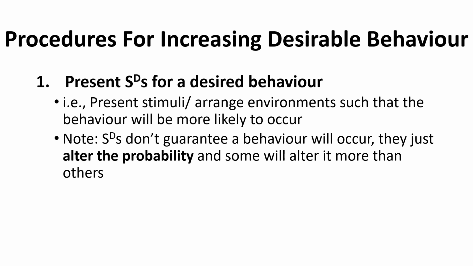Now, it will be important to note that the way that I've been talking about these, it's not saying that you're presenting an SD to make the desired behavior occur 100% of the time. We're just saying that it's going to be more likely to occur. We're altering the probability when we're talking about all of these, but none of these procedures are going to be a 100% all the time success. We're just making it more likely. We're increasing the probability of that behavior occurring, or later on we'll talk about decreasing probability, but we're just doing probability. It's not a guarantee.